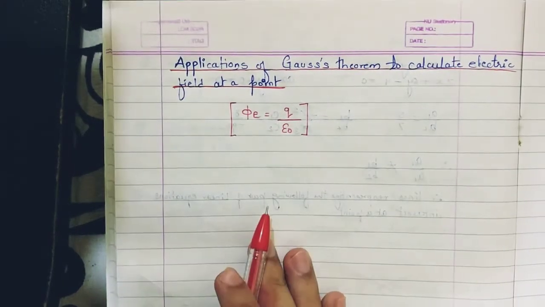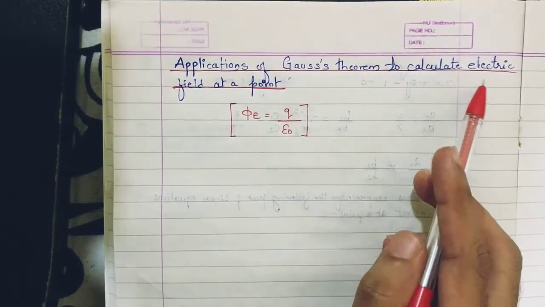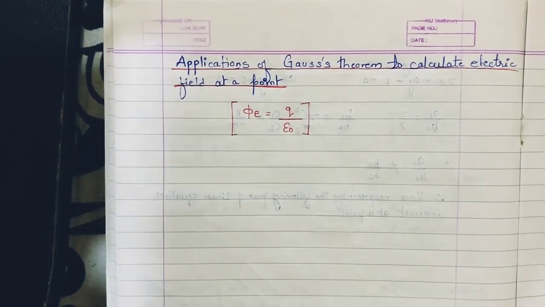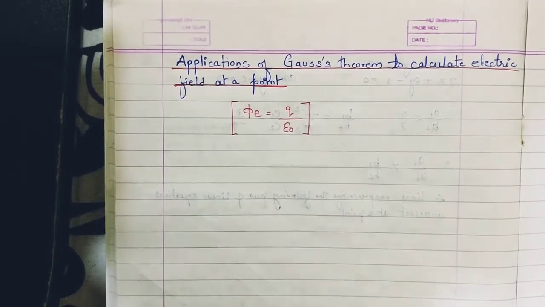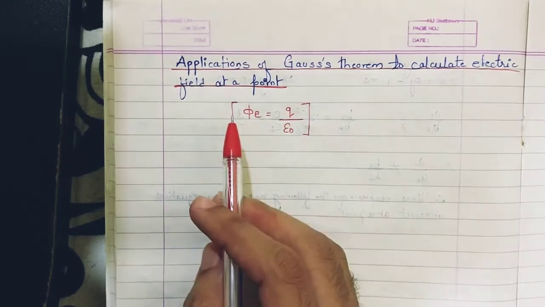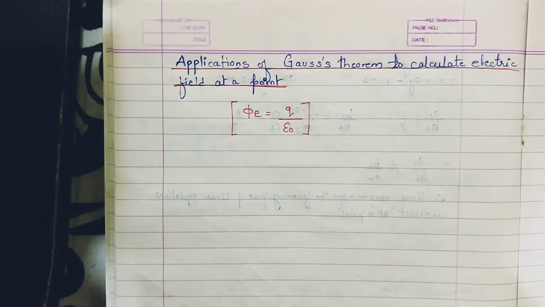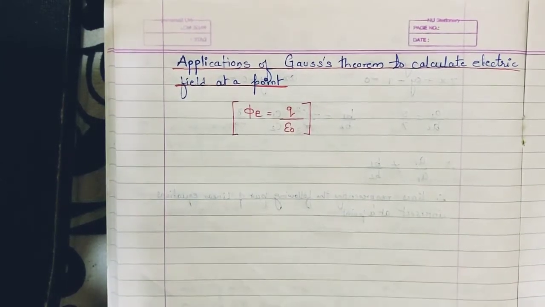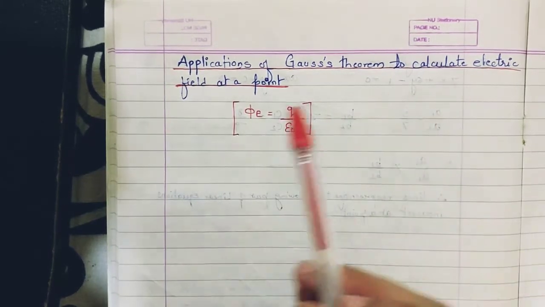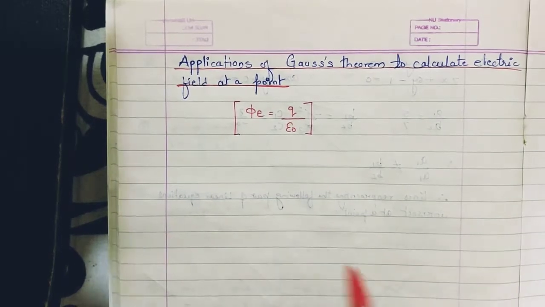Now we are going to see various applications of this Gauss's theorem to calculate the electric field at a particular point. So you'll be given a charged body, and around that charged body you'll be given a point, and at that point you need to find out the electric field. So we are going to use Gauss's theorem for finding that electric field. The first application we have here is to find out the electric field at a point for an infinitely long, straight, uniformly charged wire.